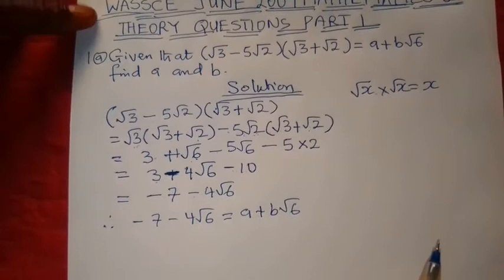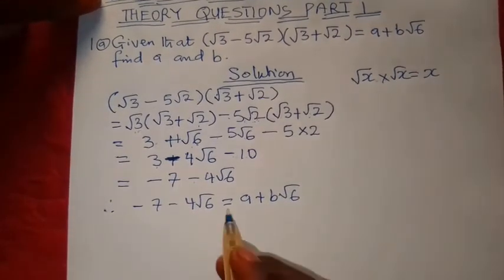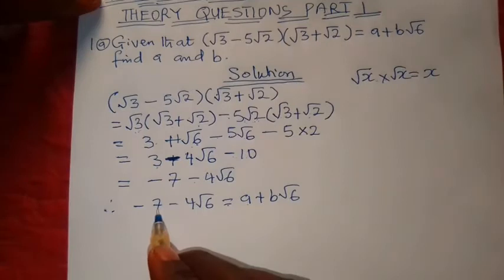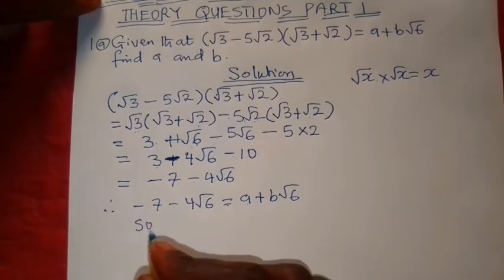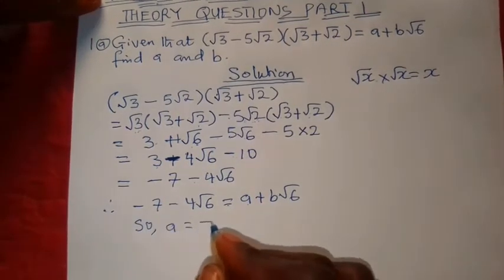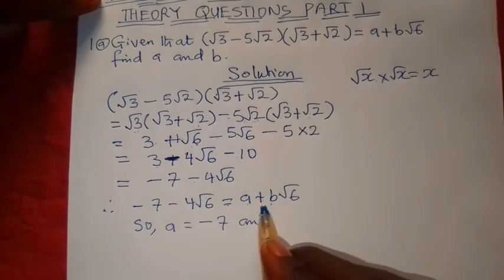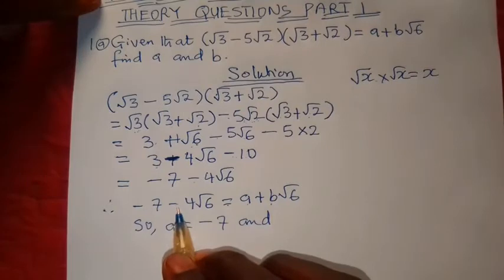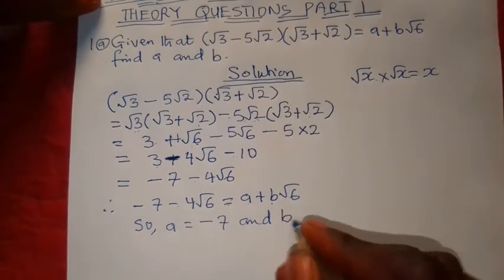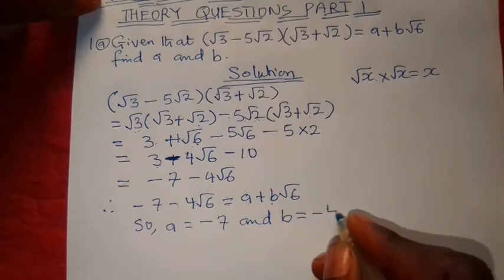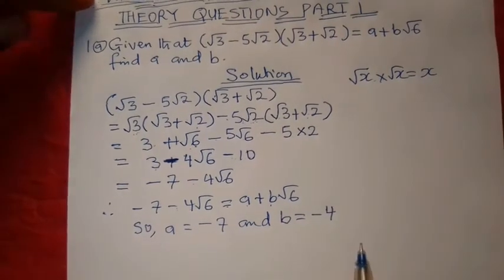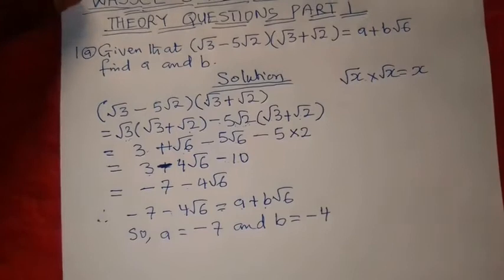Now they told us in the question to look for a and b. So how do we get our a and b? Since this is an equality, a here will stand for what we have here, which is −7. So we can say a equals −7, and our b, we can see we have plus b, and it equals −4. So we can say our b is equal to −4. And that is the answer to this first question.